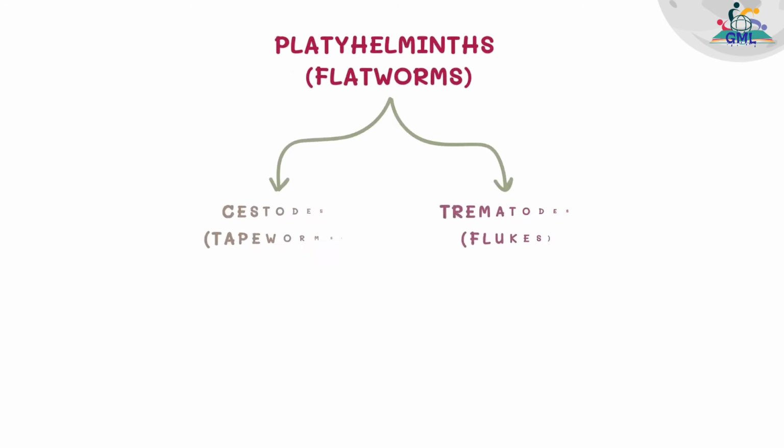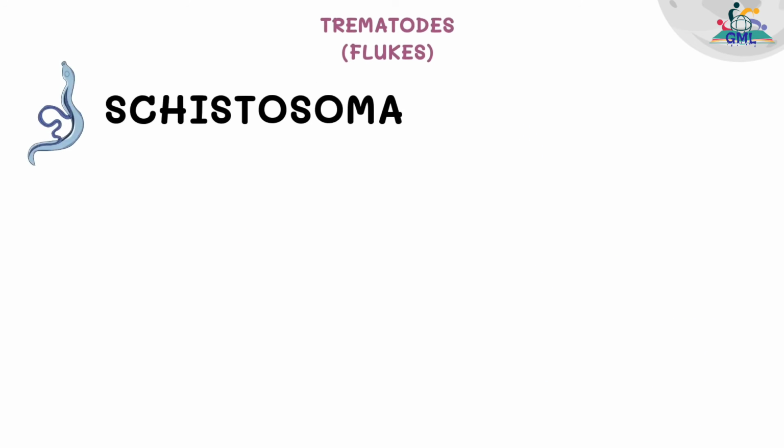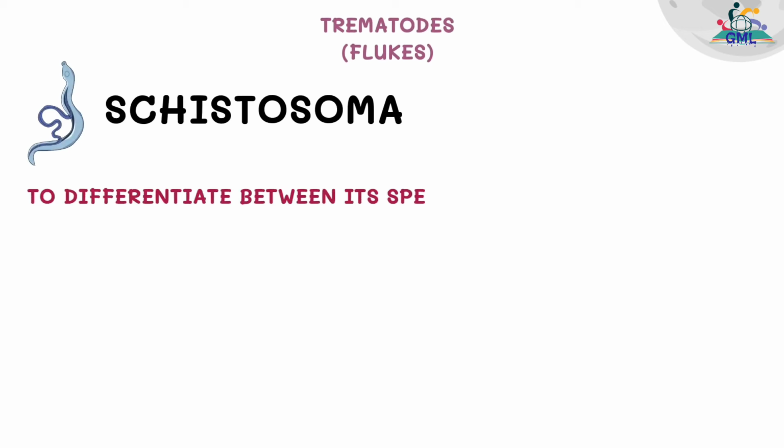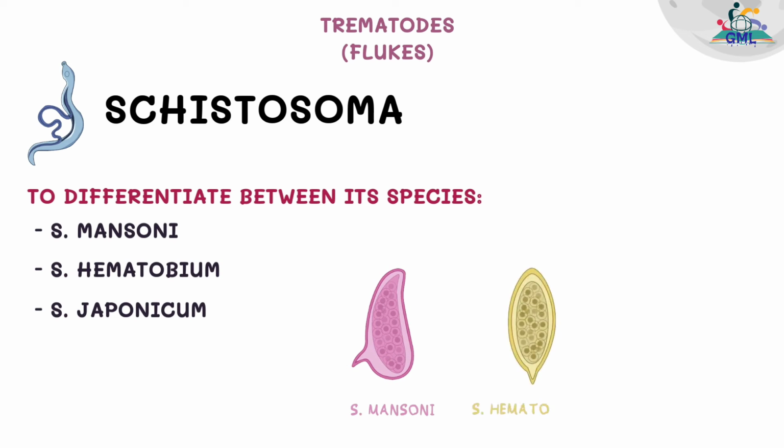Next, we're going to talk about trematodes, or flukes. We'll be talking about Schistosoma and Clonorchis sinensis. Starting with Schistosoma, it's important to differentiate between three species of Schistosoma, which are Schistosoma mansoni, Schistosoma haematobium, and Schistosoma japonicum. We use their eggs to differentiate between them. So, Schistosoma mansoni egg has a lateral spine, whereas Schistosoma haematobium has a terminal one. And lastly, japonicum does not have a spine.